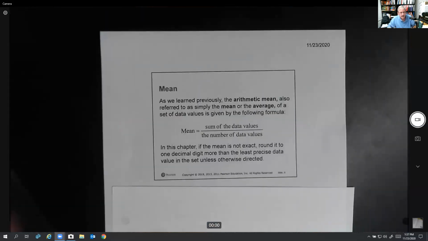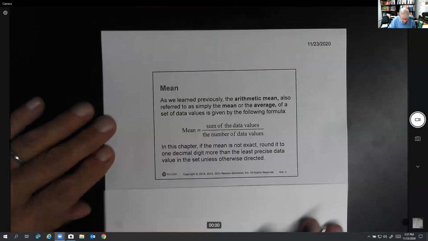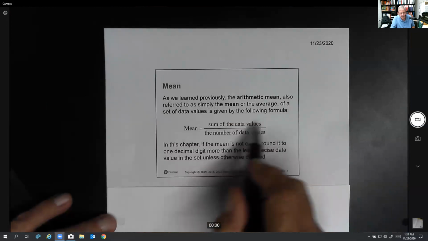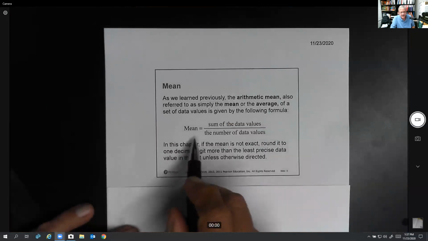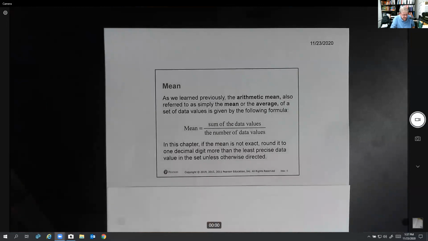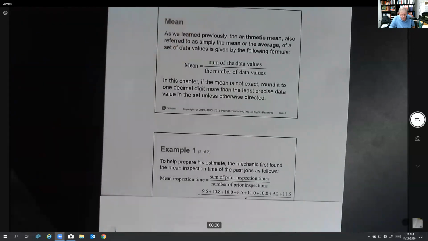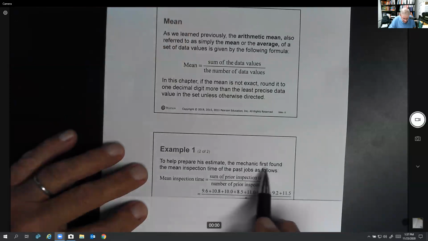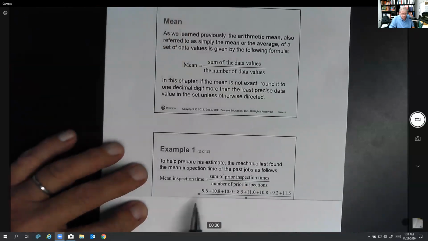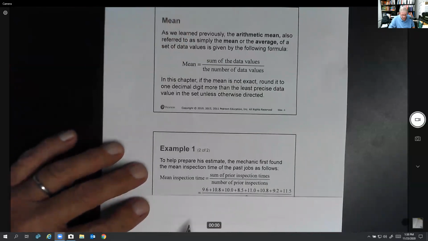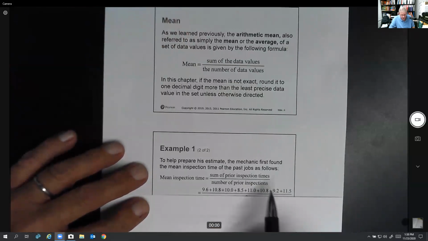So what are we talking about? The mean. The mean is the sum of your data. You add up all your data, and then you divide it by how many pieces of data you had. So here's an example from the book. This is a mechanic trying to figure out how many hours he spent on a project. First time it took him 9.6, another time 10.8 hours, 10 hours. One time he finished fast, 8.5, another slow.